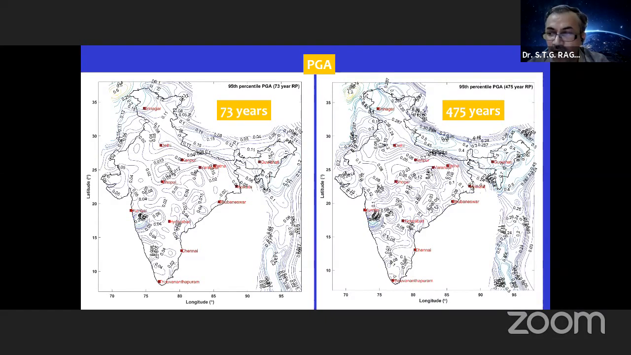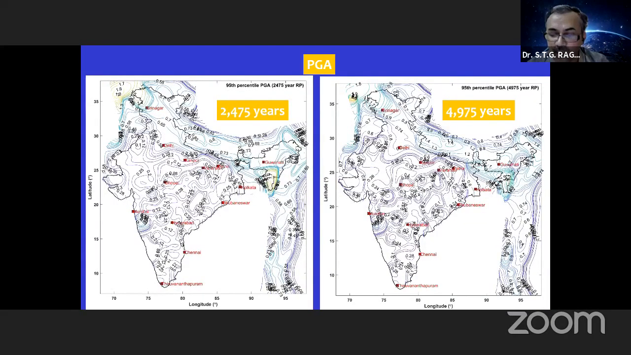Then we have 5000 years also, because the 5000-year return period is required when you are designing, like, LNG plants, power plants, and other things. So we are providing for 5000 years also, and then this is your 10,000 years.